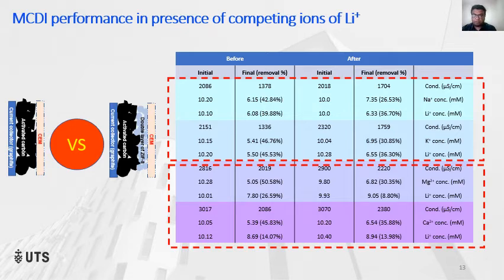Again, for potassium, before coating, the removal was 46% and lithium removal was 45%. After coating, potassium removal reduced to 30% and lithium removal to 36%. There is also an increase in lithium selectivity, which was not the case for divalent magnesium and calcium.